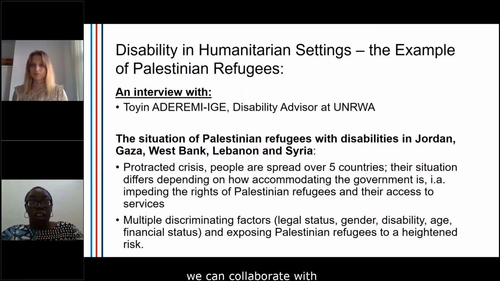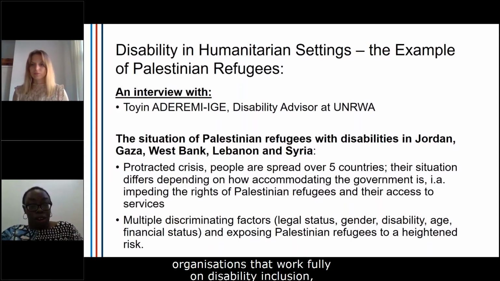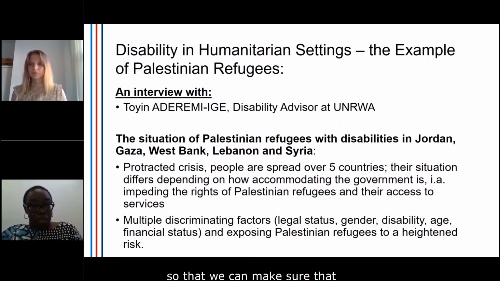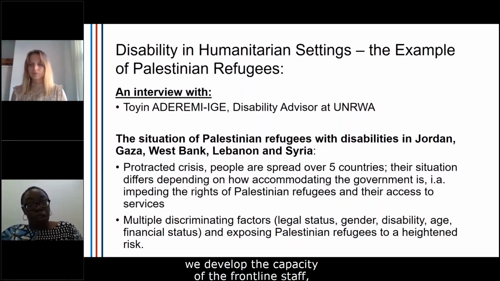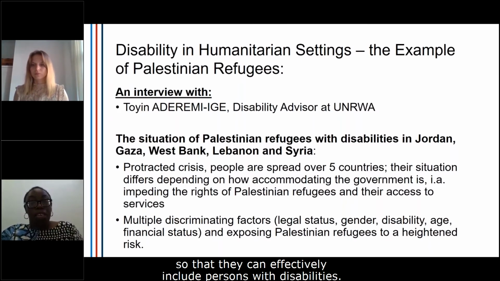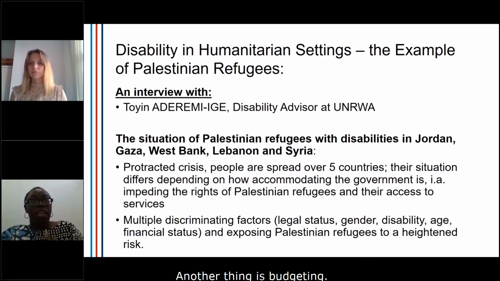We can collaborate with organizations that work fully on disability inclusion, or with organizations of persons with disabilities, so that we can develop the capacity of the frontline staff and of our program people, so that they can effectively include persons with disabilities. Another thing is budgeting.